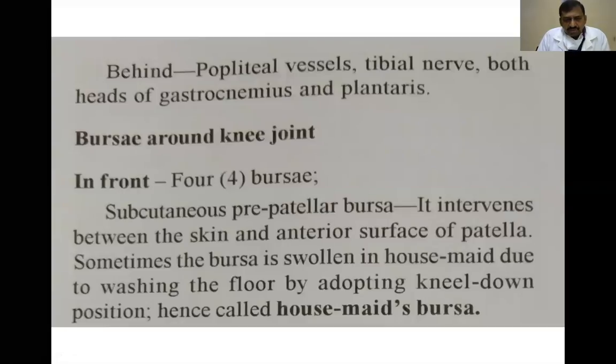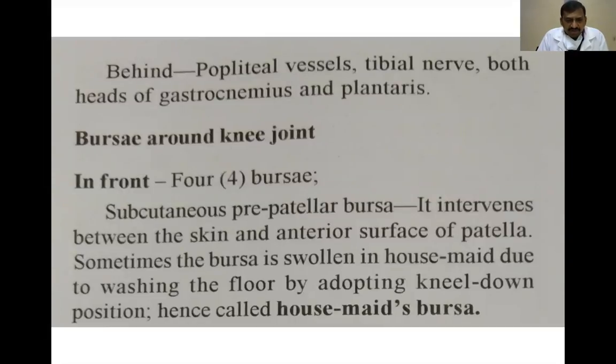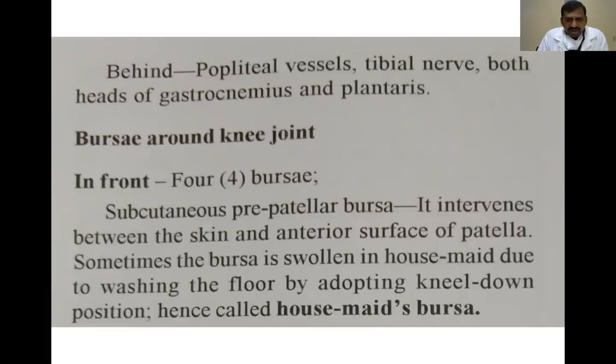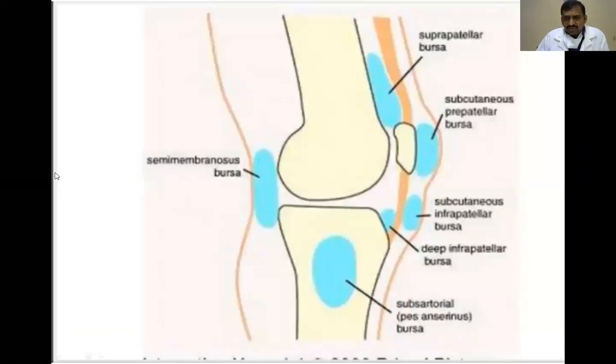Another important structure related to the knee joint is the bursae, which are also very important clinically. In front, there are four bursae. The subcutaneous prepatellar bursa intervenes between the skin and the anterior surface of the patella. Sometimes this bursa is swollen in housemaids due to washing floors in the kneeling position, hence it is called housemaid's bursitis. If this bursa is inflamed, we call it housemaid's bursitis.